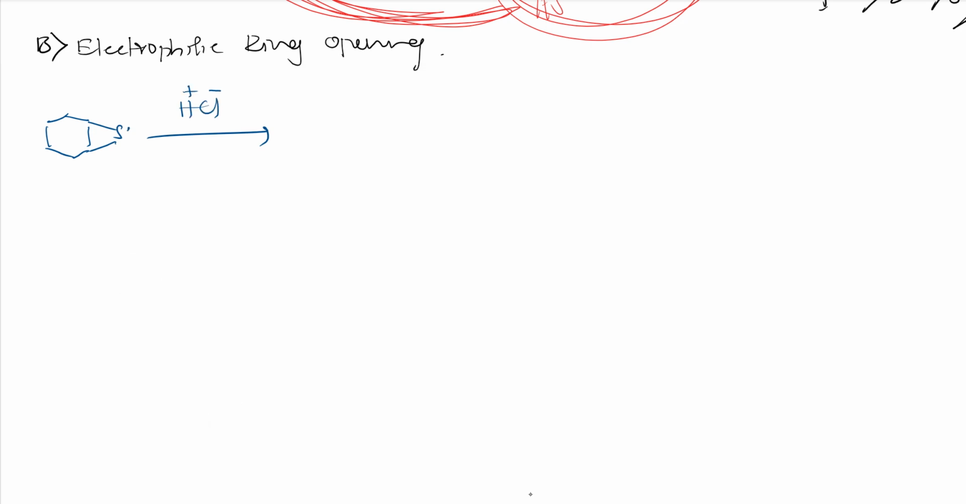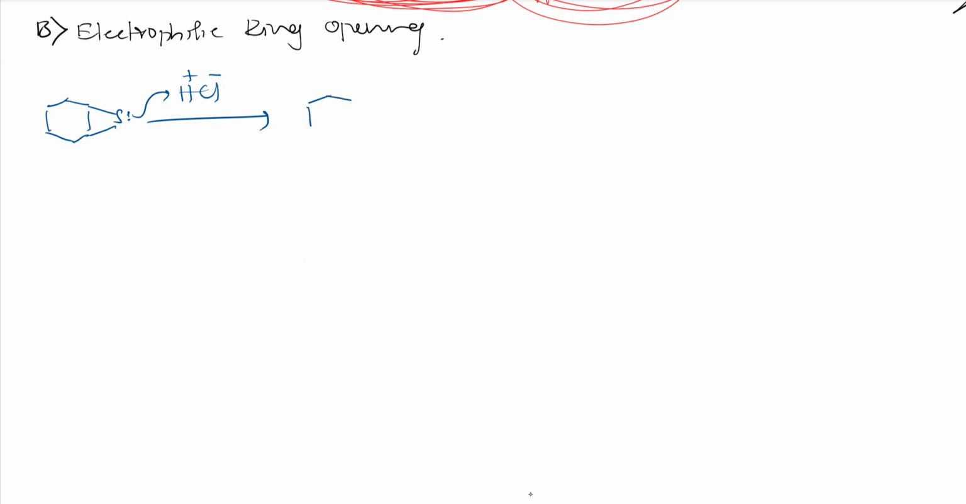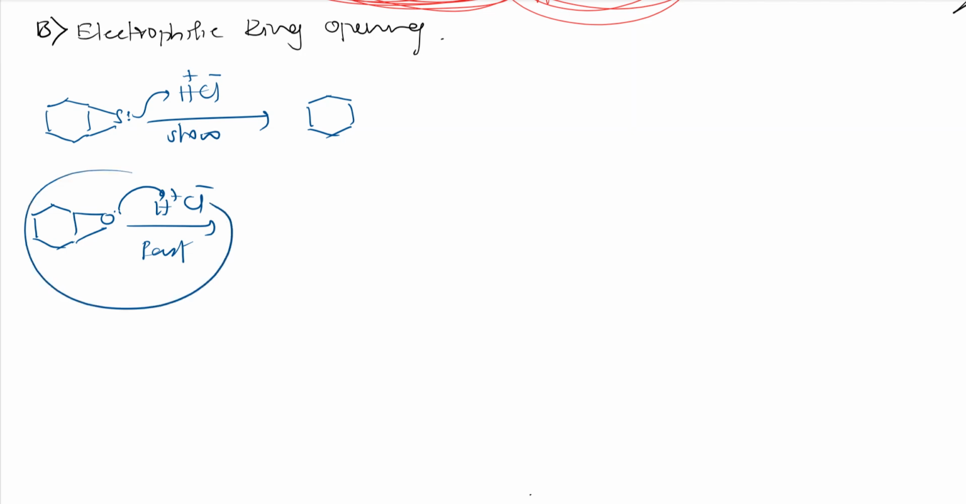So sulfur will be having a lone pair. It can easily donate. But if we compare the same thing with epoxide, the reaction of this will be fast with electrophile. It can easily donate fast. So this will be fast, this will be slow. The reason I have explained, right? Just you remember those things.